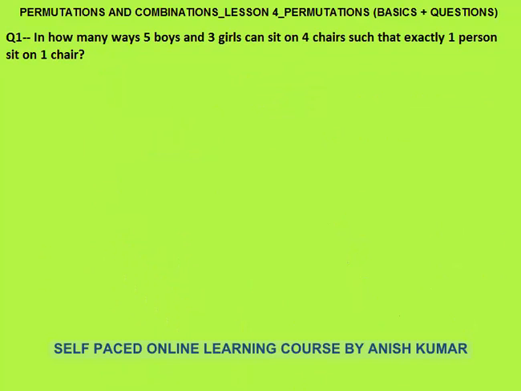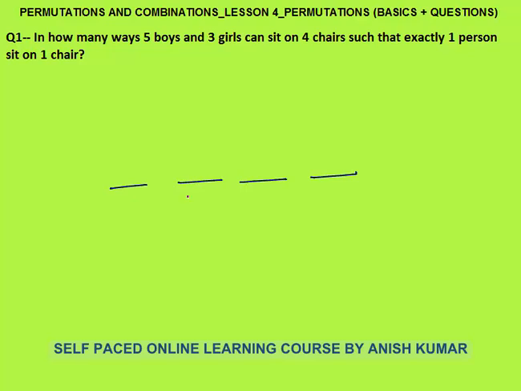Question 1 is, in how many ways can 5 boys and 3 girls sit on 4 chairs such that exactly 1 person sits on 1 chair? So I have 4 chairs only, but the number of persons is 8. In how many ways can these 8 persons, that is 5 boys and 3 girls, sit on 4 chairs?